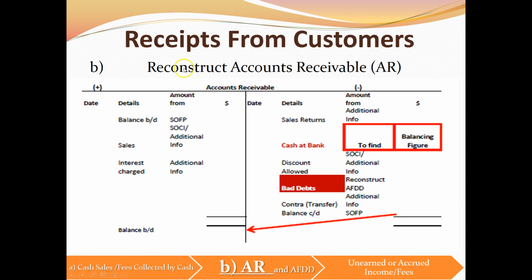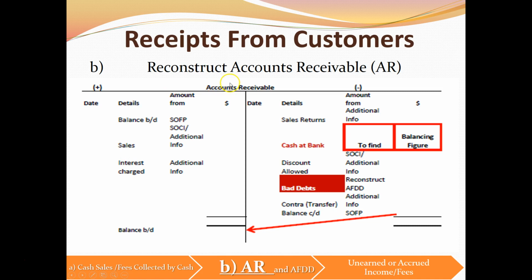Okay, so this is how we reconstruct accounts receivable. Accounts receivable is our asset. Positive sign here, negative sign here. How do we use the positive and negative sign? It means to say, customer owes more here, customer owes less here. So this information from SOFP, this information from SOCI, this information from SOCI or additional information, sales return from additional information or SOCI, discount allowed from additional information or SOCI, bad debts come from AFDD.